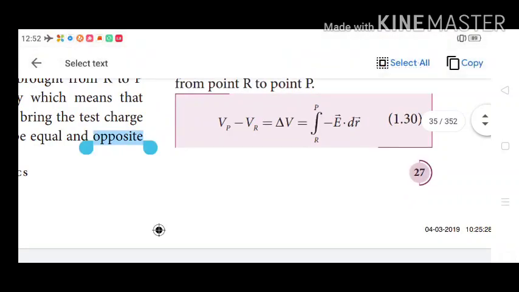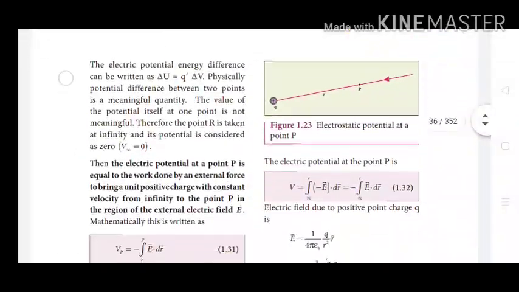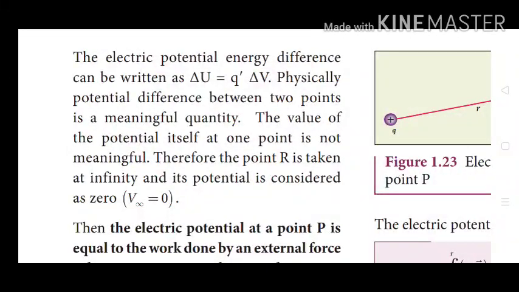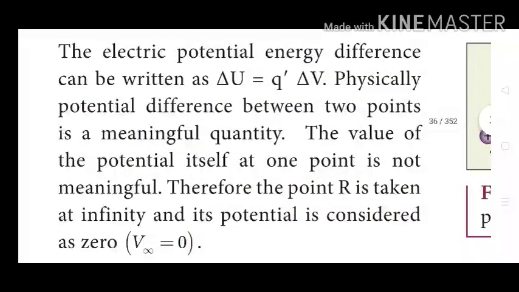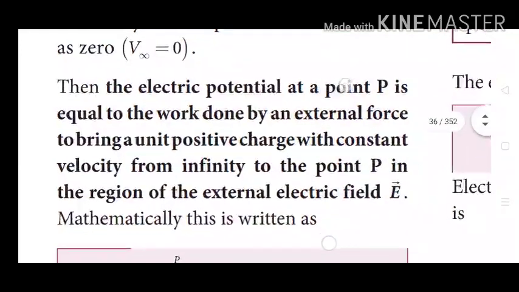Now, next are some important points we are going to learn. The electric potential energy difference can be written as delta U is equal to Q dash delta V. Physically, the potential difference between 2 points is a meaningful quantity. The value of potential itself at one point is not meaningful. Therefore, the point R is taken at infinity and its potential is considered as 0. That means potential at infinity is equal to 0. The potential at a particular point cannot be determined. We can find the potential difference between the 2 points.